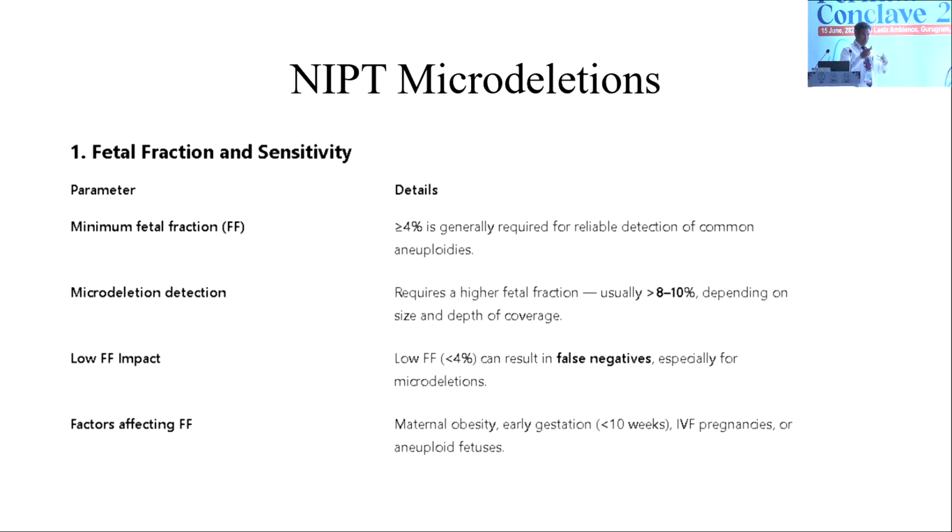Now there is a lot of hue and cry regarding NIPT and microdeletions. So let us come clean on those microdeletions, right? Fetal fraction for normal chromosomes should be greater than 4%. For microdeletions, it should actually be 8 to 10%, right? Low fetal fraction less than 4% can lead to false negatives, especially for microdeletions.